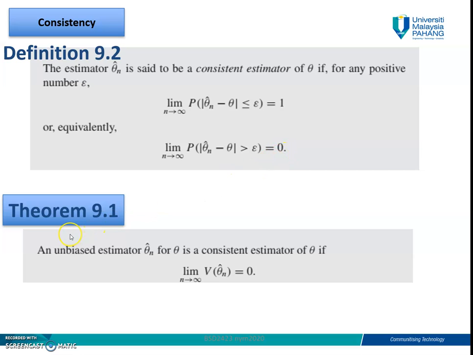By Theorem 9.1, an unbiased estimator theta hat n for theta is a consistent estimator of theta if the limit of the variance of theta hat n, as n goes to infinity, converges to 0.